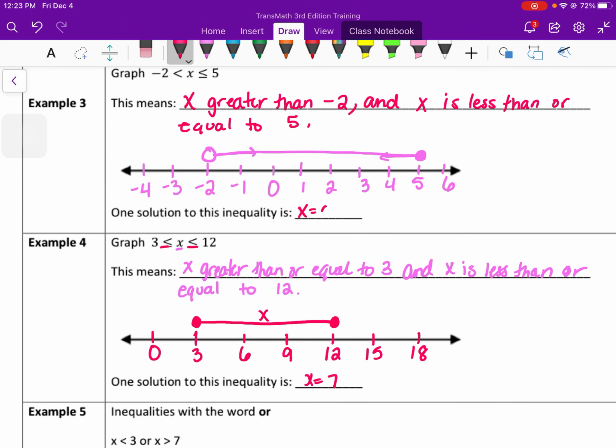I forgot a solution for one up here. 0 could be a solution, anything between -2 and 5. X equals 5 is a solution, but x could not equal -2 because of the open circle in that example. So those are our and inequalities. We always go between the 2 points for an and. And is between 2 numbers.